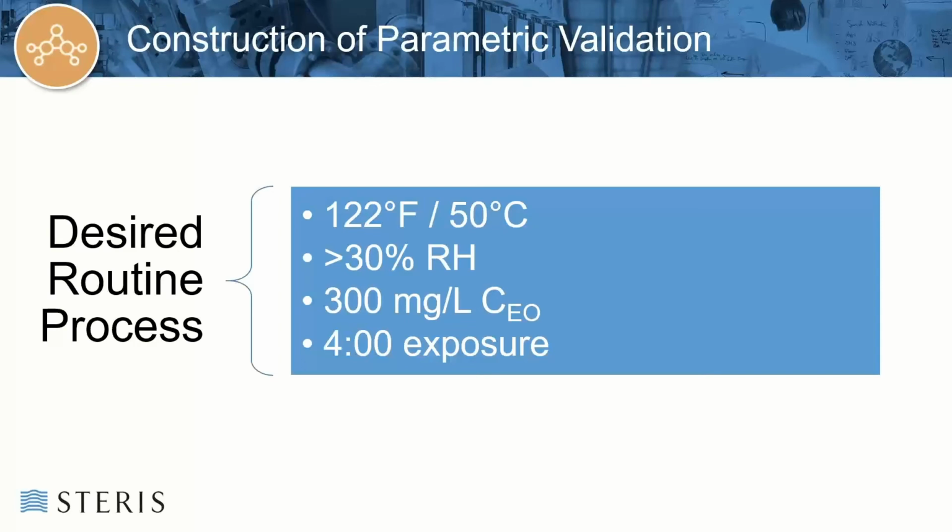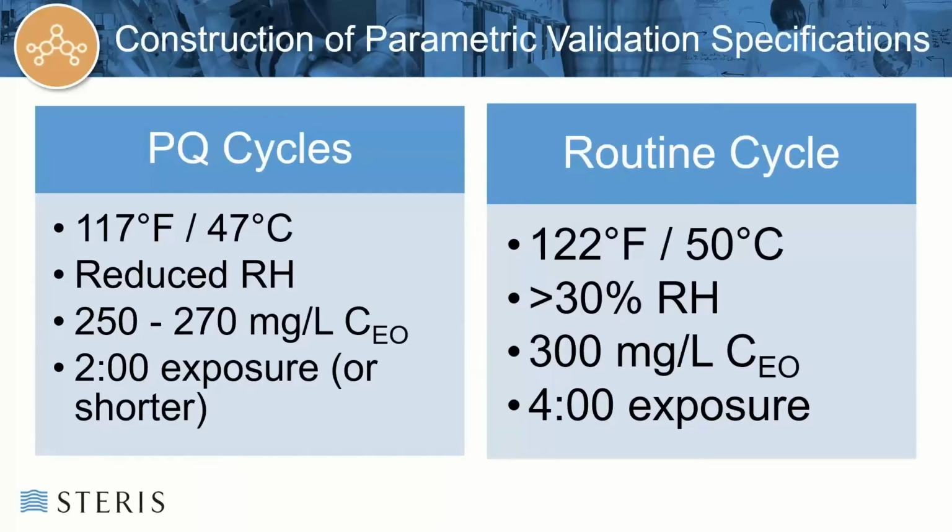So taking a look there at the example specific, from a 50 degrees Celsius set point temperature in your PQ cycles, you would reduce this by 3 degrees to 47 degrees Celsius. You would reduce your RH by reducing the steam injection during conditioning. Your concentration, you'd reduce the delta pressure of your EO injection to get to a 250 to 270 milligrams per liter concentration. And with this, a 2-hour exposure or shorter, giving you your half cycle or your fractional cycle for cycle calculation. And this you can assess on the right-hand side against your routine cycle.